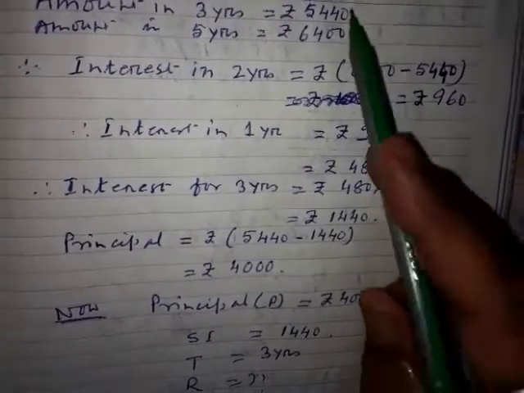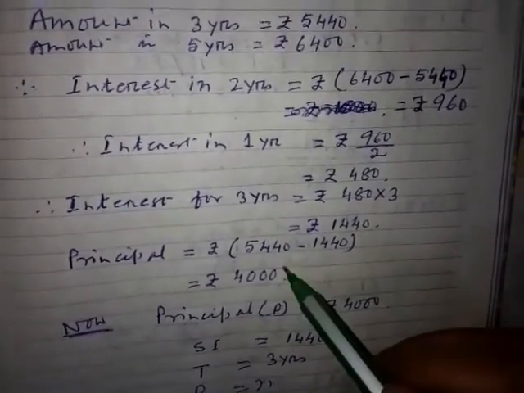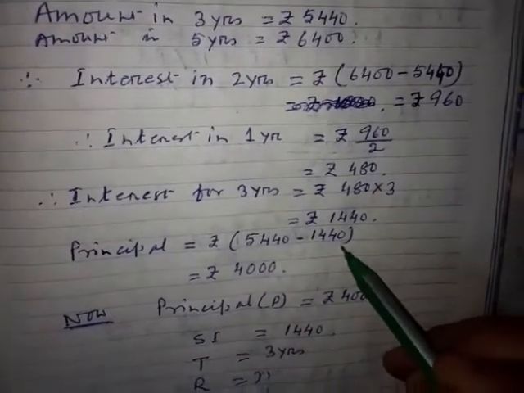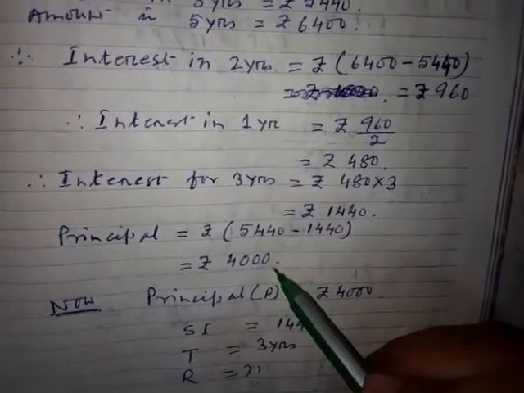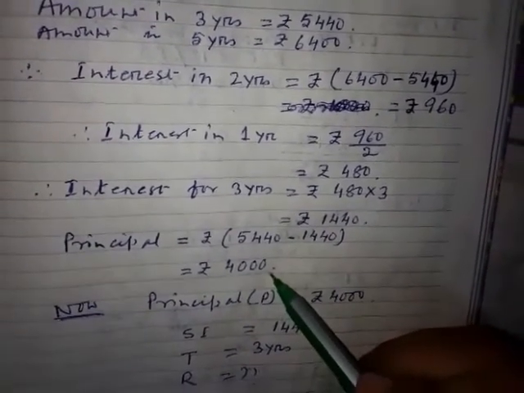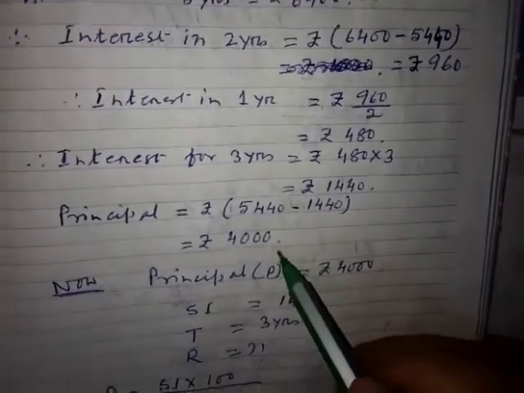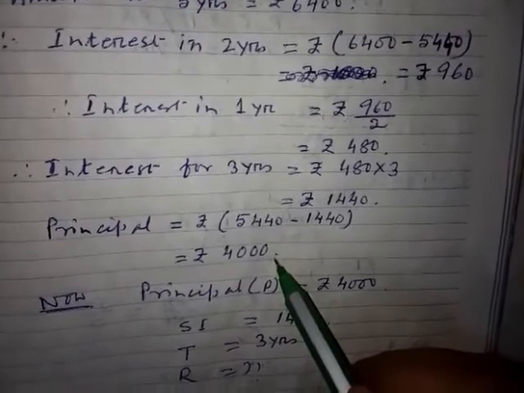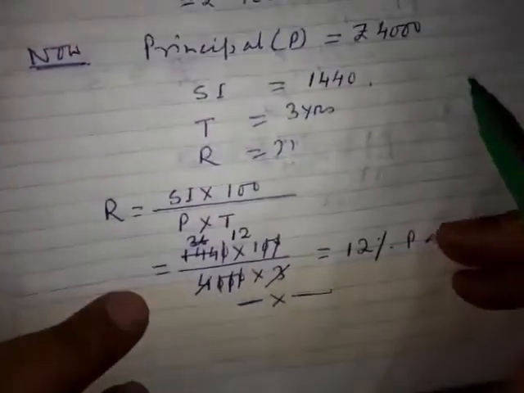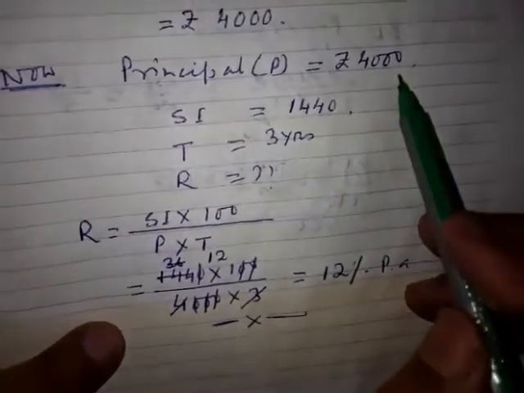Therefore, amount minus interest is equal to the principal, whatever you have deposited in the bank at the beginning. Have you got the principal? If you know the principal, will you be able to find out the interest or not? How to find out?